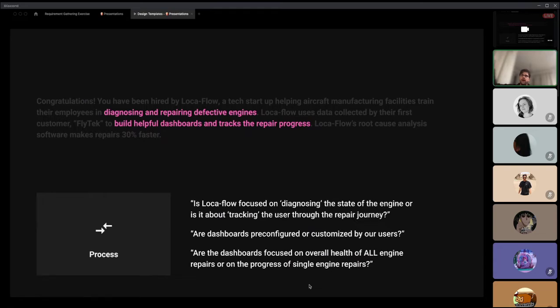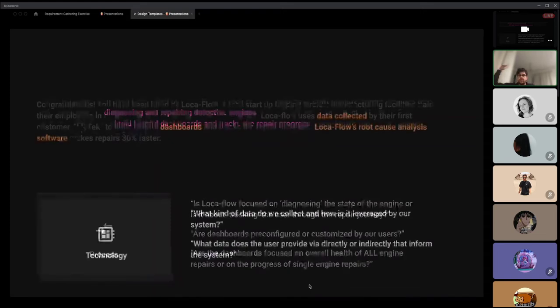So how do the dashboards affect those step-by-steps, or is the step-by-step the same thing, right? I'm purposely leaving this vague because these would be questions I'm asking the hiring manager, or a project manager or other people I'm working with. They also use the term dashboards, and dashboards can be a lot of things. Is it dashboards of the overall health of all engines or the repair progress of a single engine, which is again what I mentioned before?